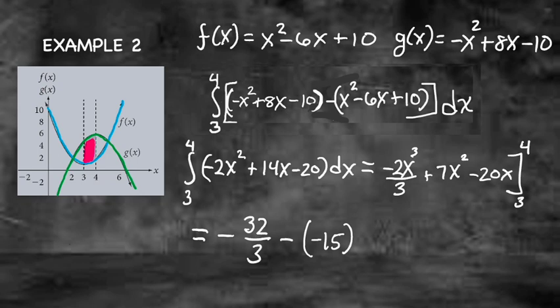When we evaluate that at 4, we get a negative 32 over 3. And then when we evaluate that at 3, we get a negative 15. So we're going to have a double negative there. So when we combine those and take care of that double negative, we're going to get a final answer of 13 over 3.